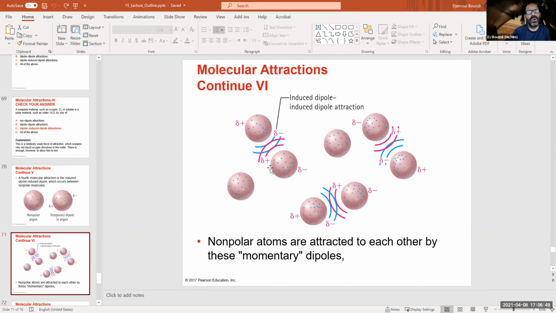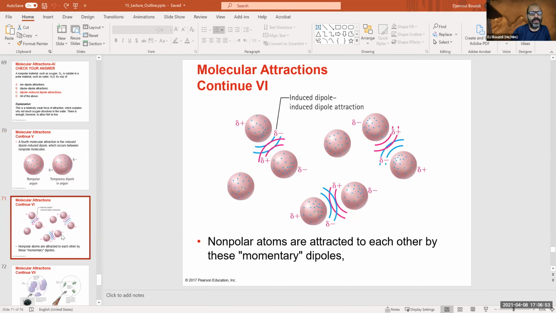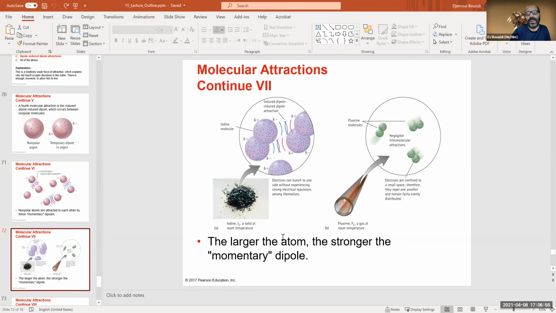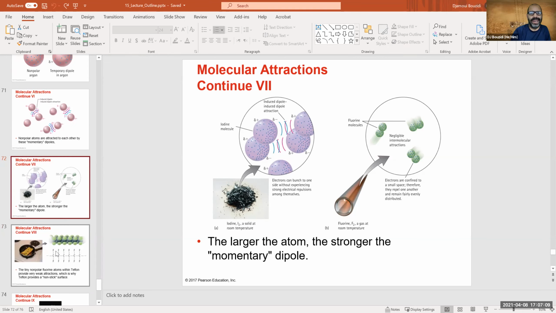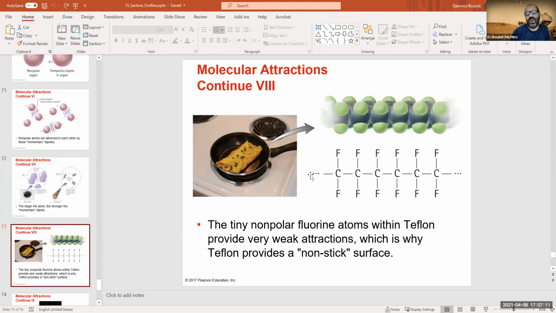So this is the weakest of all of the interactions in here, okay? Because it can be easily broken. Yet it plays a major role, for example, in the case of the iodine in here becoming solid at room temperature, okay? And fluorine molecules in this case. And Teflon basically has this long chain of organic matter. Instead of hydrogen in here, you have carbon. I mean, instead of hydrogen, you have fluorine.